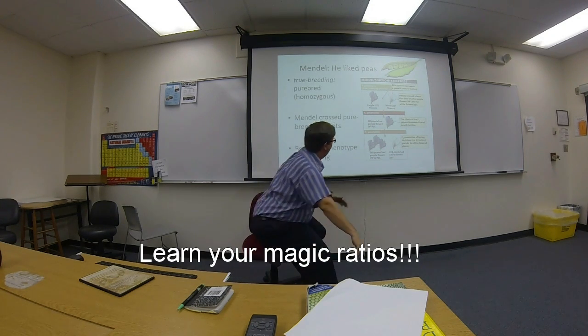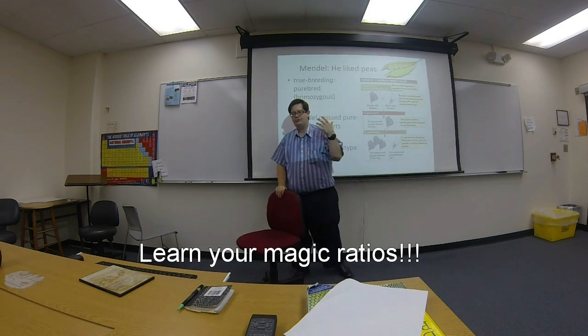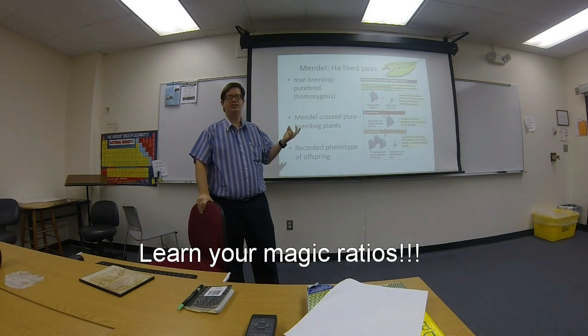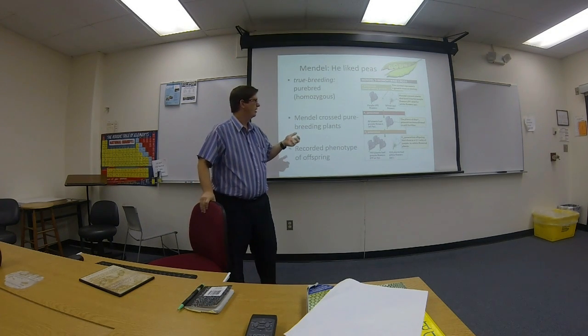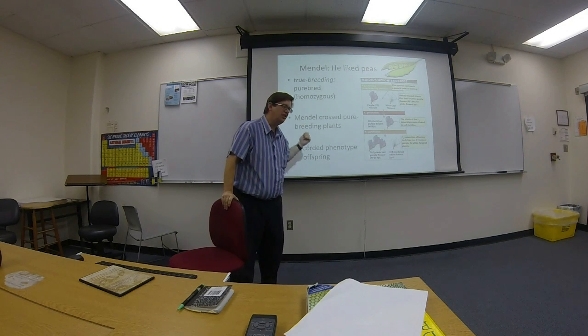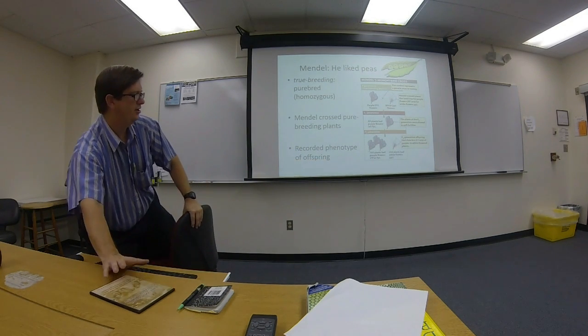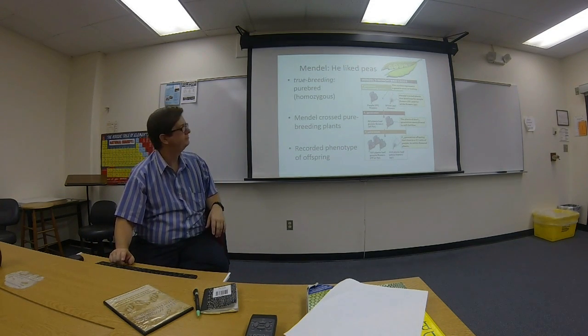If I showed you just this right here, and you saw that the children have a 3-to-1 phenotypic ratio, you right away can tell there's one gene involved. You right away can tell that both parents are heterozygous for that gene. You right away can tell that that gene is completely dominant. You right away know which one is the dominant and which is the recessive. All that information's right there.